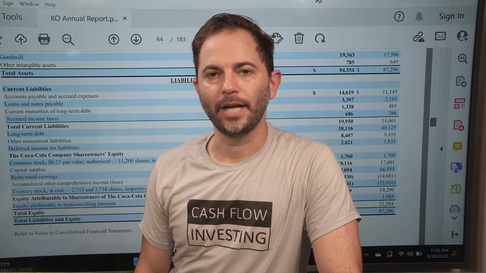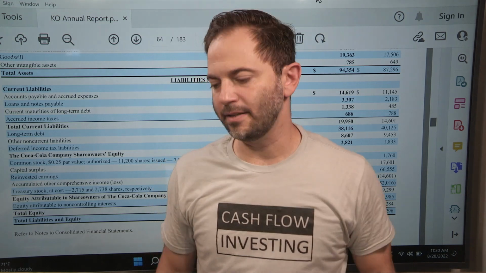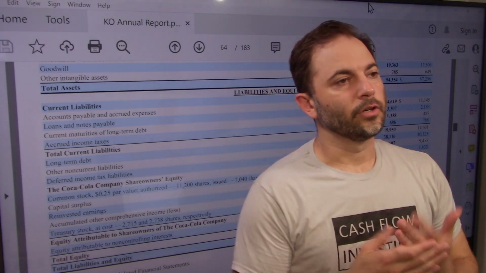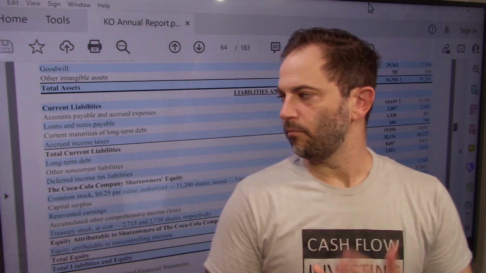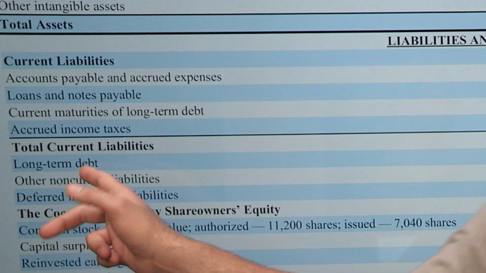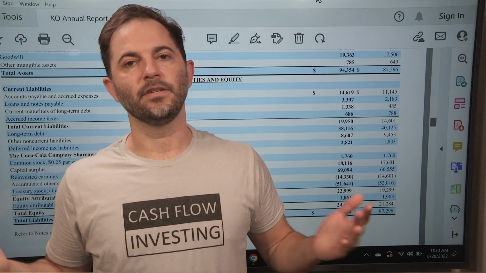Accrued income taxes, that's simply accrued income tax. It's taxes that they have expensed but have not paid yet. That is the current liabilities. Again, current liabilities are liabilities that come due within 12 months. Current liabilities. Long-term liabilities. Long-term debt, obviously debt.